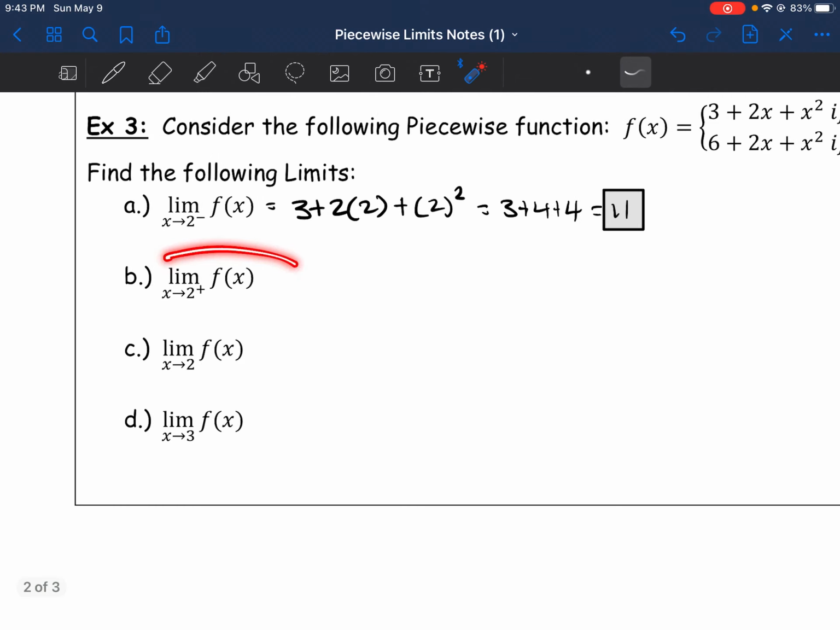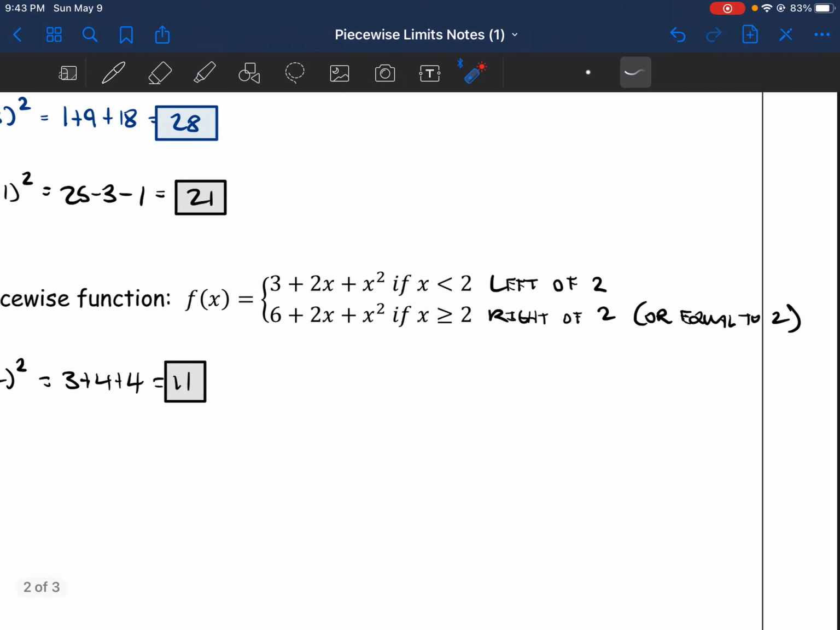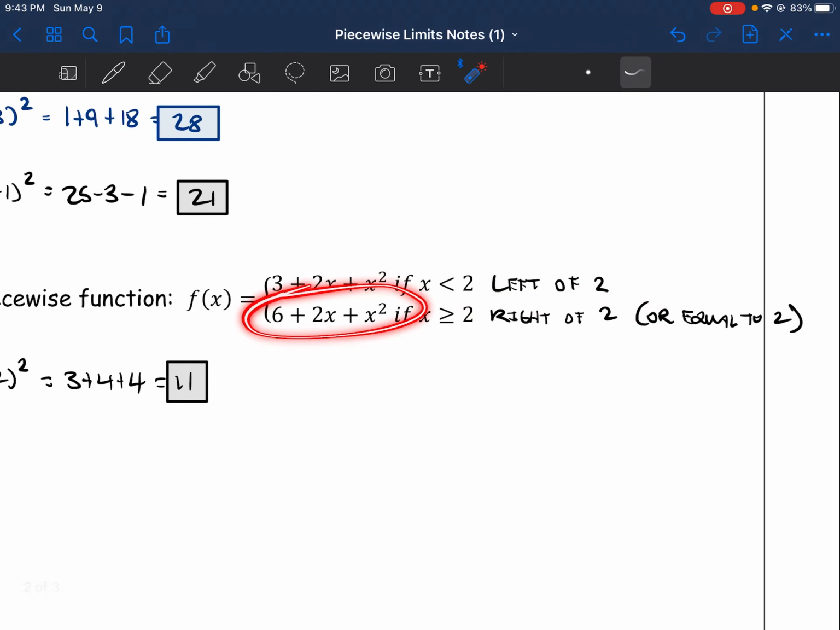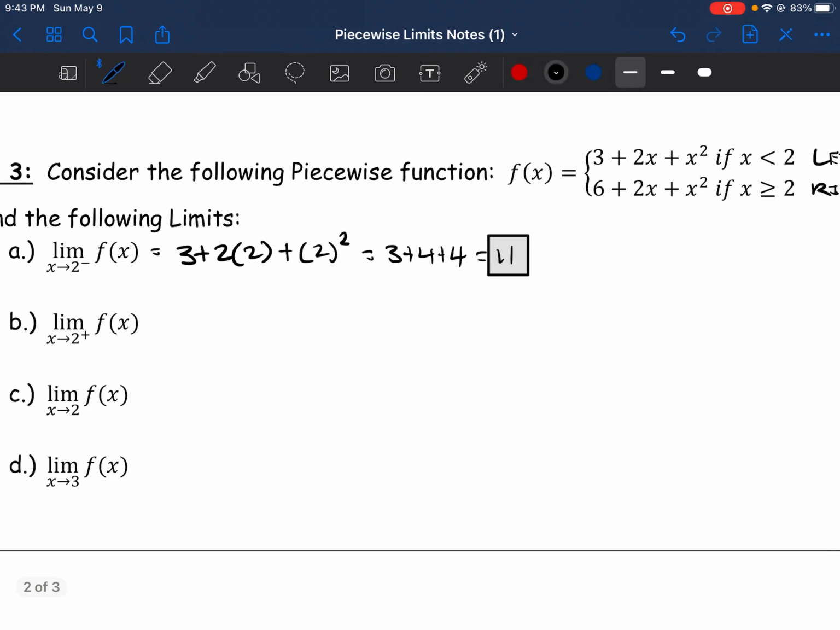Okay. Now, let's calculate the limit of f of x as x approaches 2 from the right side. Well, right of 2, we will use this function, 6 plus 2x plus x squared. And again, I'm going to go ahead and directly substitute 2 for the x's. Okay, so calculating here, that's going to be 4, that's going to be 4, so that'll be 6 plus 4 plus 4, which is 14.